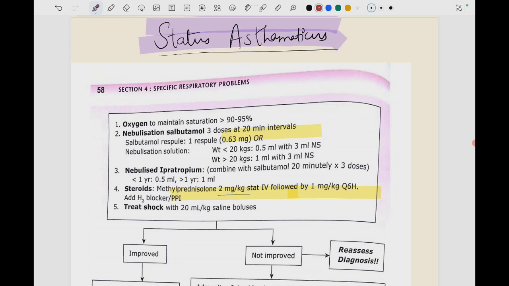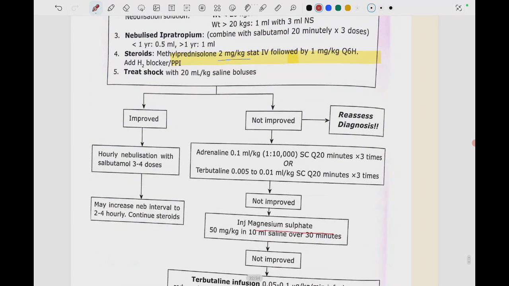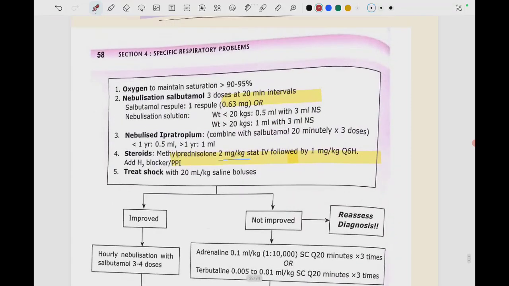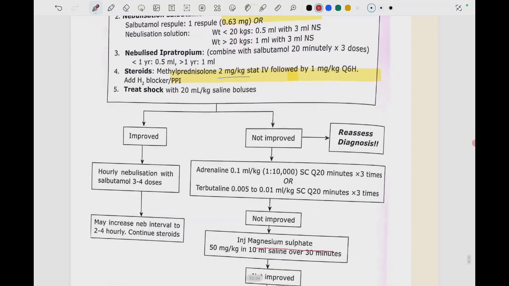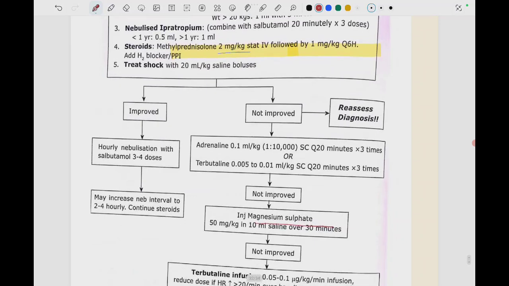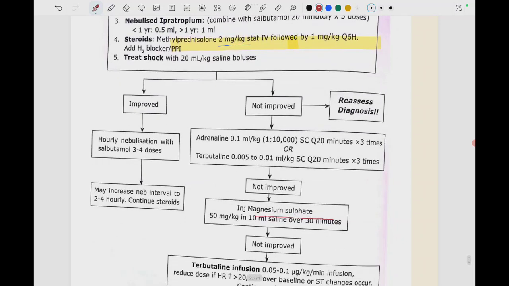Okay, and then treat shock if we suspect shock at 20 ml per kg by saline boluses. Even after doing all this, by giving oxygen, by giving nebulization by salbutamol, ipratropium, by giving IV steroids, and if shock was present, by treating that, even if the patient is not improved, then we have to reassess the diagnosis.